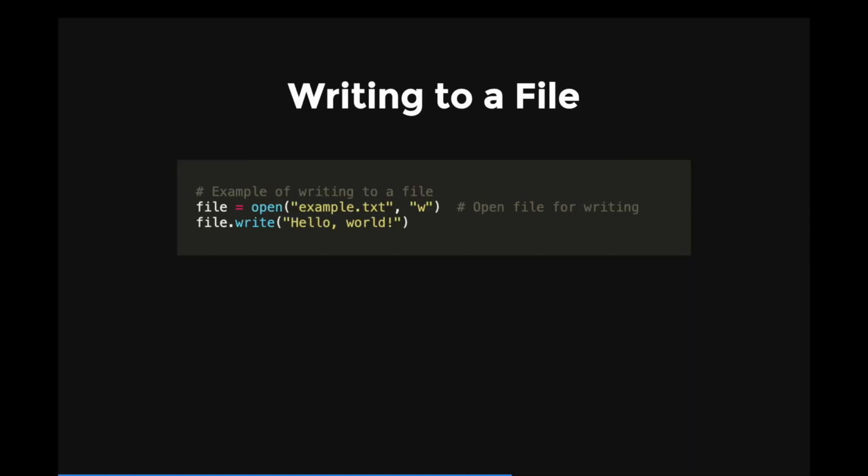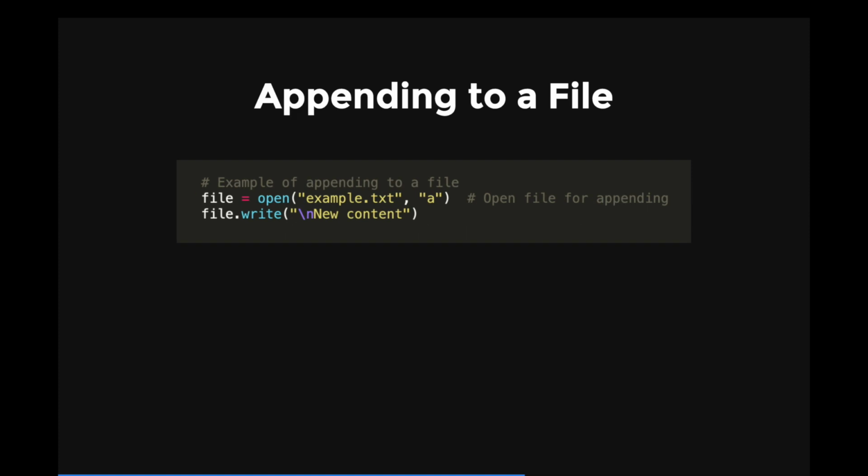Writing to a file. To write data to a file, you'll need to open it in write mode, which is w. If the file does not exist, it will be created. If it already exists, its contents will be overwritten. So you have to be careful. Here is an example where I'm saying file equal to open example.txt, the same file, in write mode. Then I can say file.write hello world to it, and it will overwrite the existing contents. If the file is not available, it will create that file and then write this text in there.